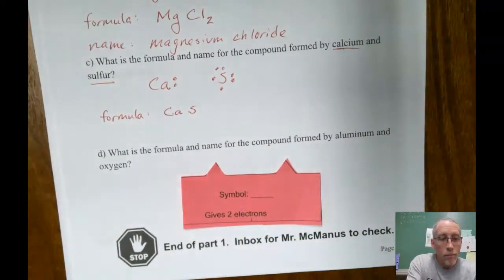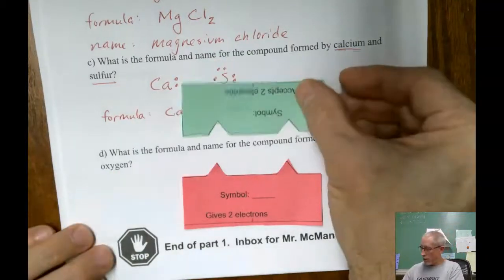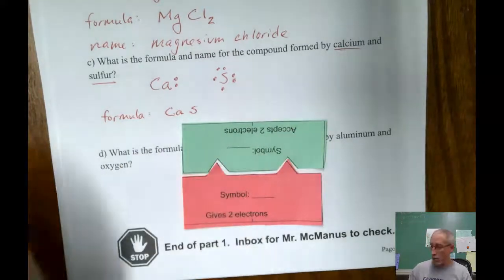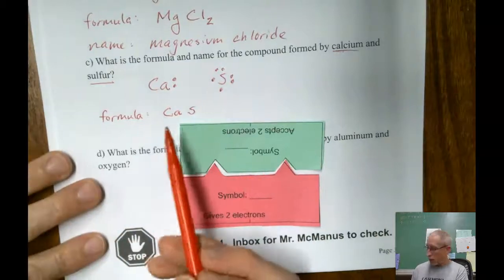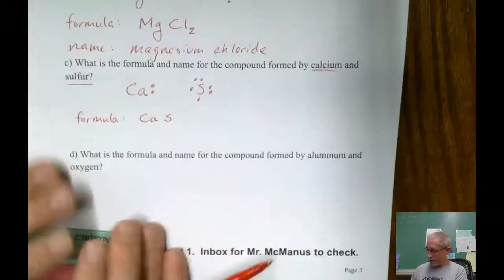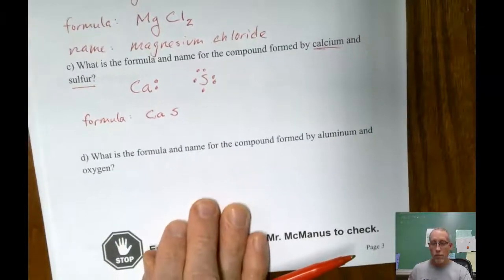But we've got sulfur now that's willing to accept 2, kind of like this guy. Notice I don't need any additional ones. 1 of each is perfect. So I am not going to put any subscripts on this because I don't need multiple atoms. See how those papers kind of help you out.